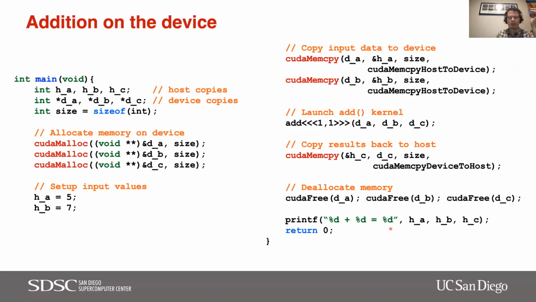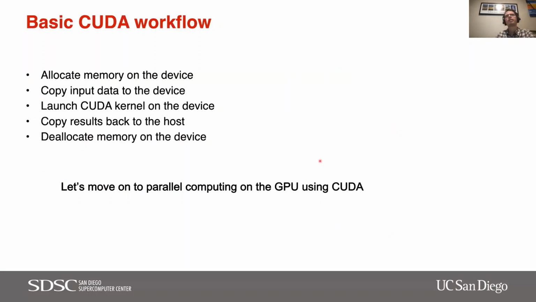So this way we've done something very convoluted to add two numbers, but the addition actually happened on the GPU, right? So that's the basic CUDA workflow. You allocate memory on the device, copy input data to the device, launch a CUDA kernel on the device, and then when you're done, you copy results back to the host. And then you deallocate memory on the device, okay?